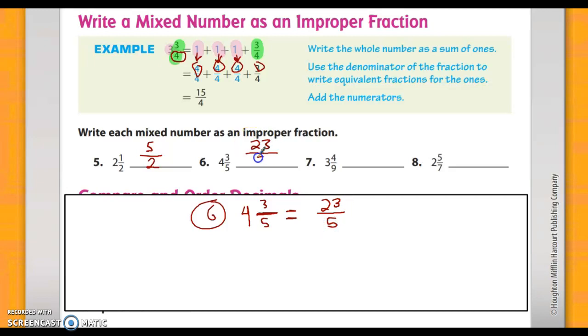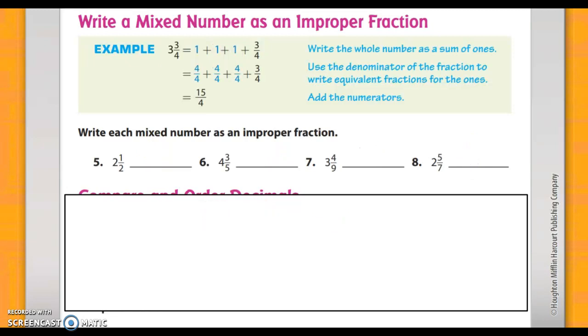Now this is definitely faster, but the reason why this example exists and the reason why I go over it with you is to make sure that you understand why that is. Number 7, the fast way to do it is 3 times 9, that's 27, plus 4 is 31, 31 over 9. And number 8, 2 times 7 is 14, plus 5 is 19, 19 over 7. All right, so I'm going to clear my answers here. Hopefully you got all those.